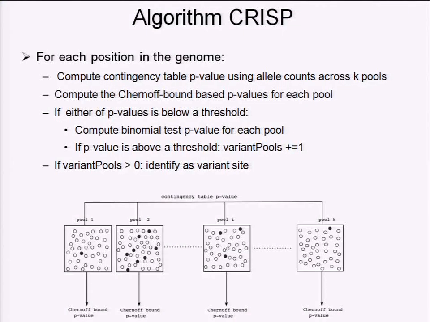Now to put the different pieces together and complete the method. For each pool, we compute the base-quality-based value k and compute the p-value for each pool, and if any of these p-values for the bound is below a certain threshold, we perform the test. If the p-value for a pool is greater than the threshold, it is a variant pool. If it passes all of these tests, you identify the position as a variant, and that is the algorithm.